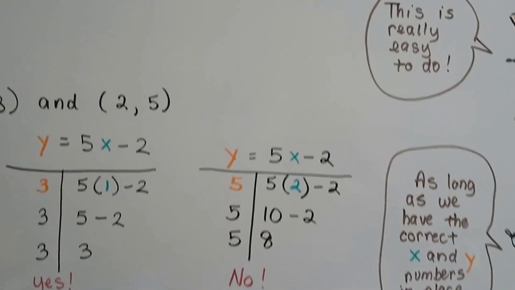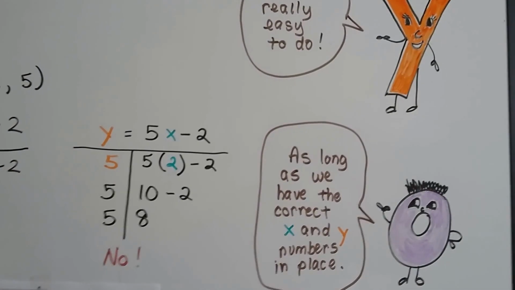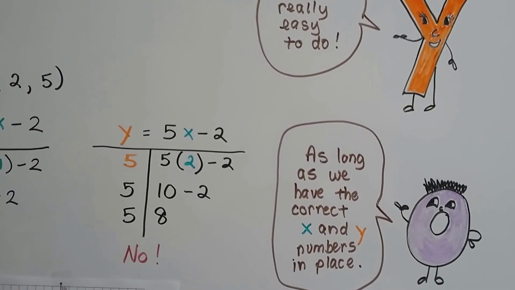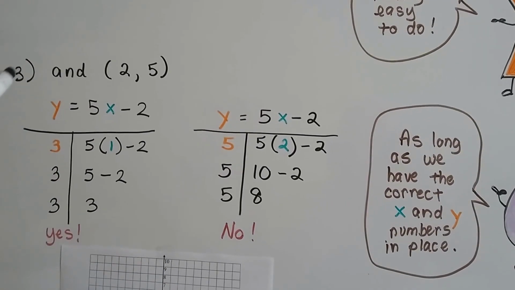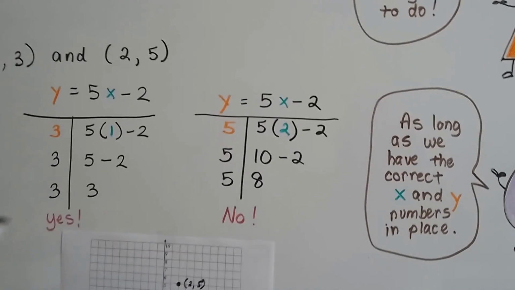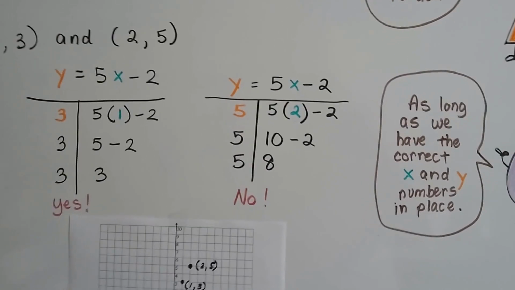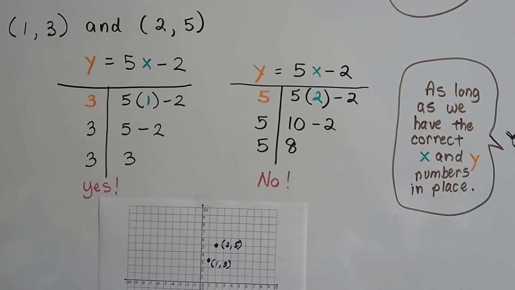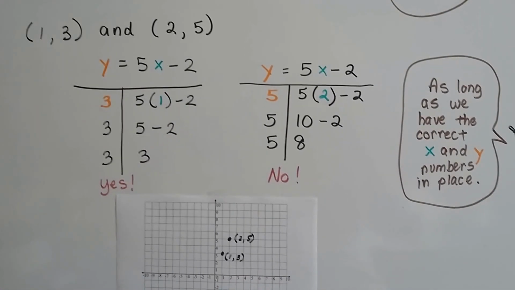So this is really easy to do. The only thing is, we have to remember to use the correct x and y numbers in the right place. If you reverse these and use this for y and that for x, it's going to say that it's not a solution, and then it's going to be wrong and confusing, and your teacher's going to say, but it was a solution. How did you get a not solution? It's because you mixed up the x and y values.